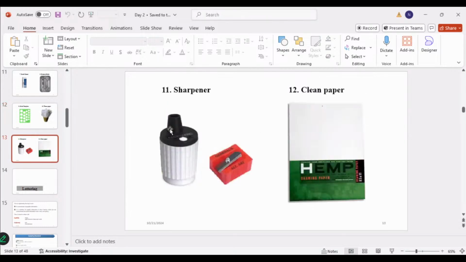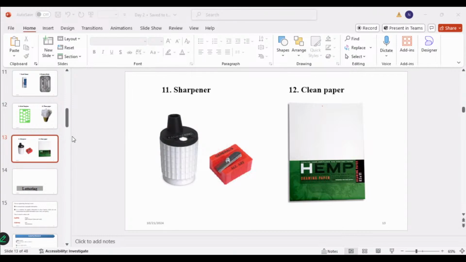Then the sharpener, it is for the sharpen your pencils. Okay. And the clean paper. So this is an OV5. A certain standard paper is used for drawing. So that is also a drawing tool.